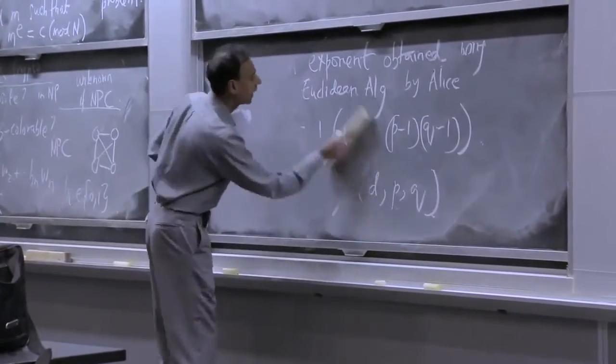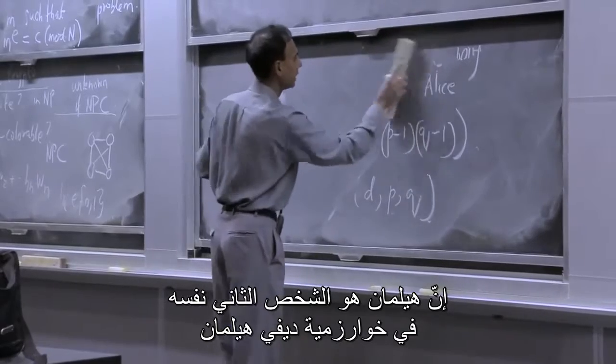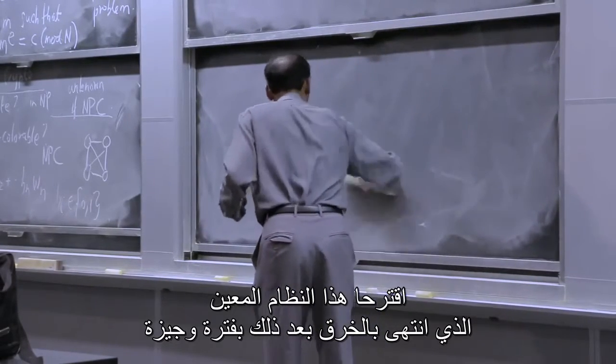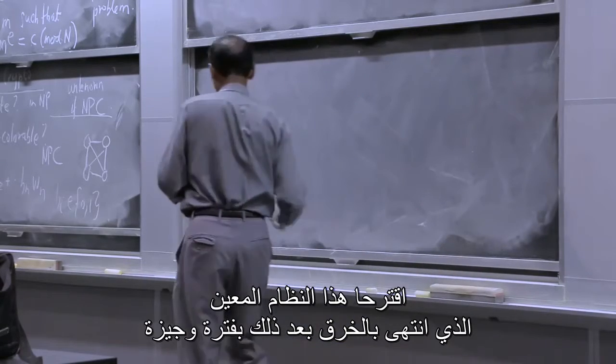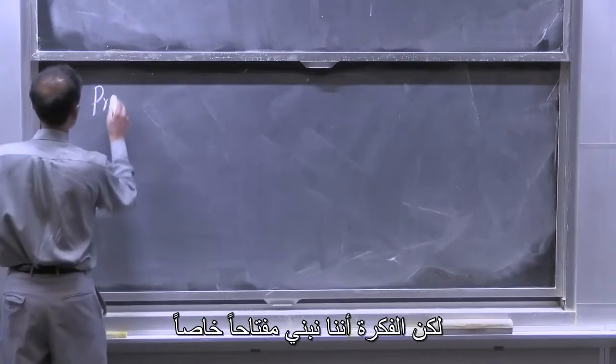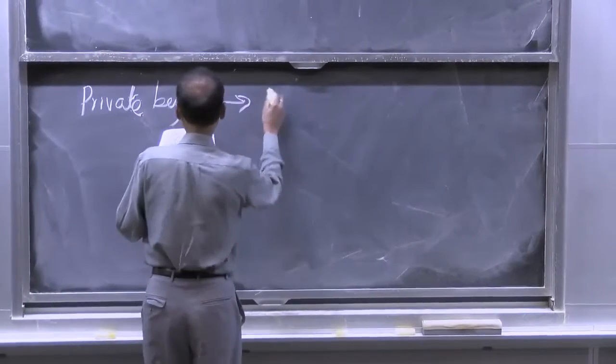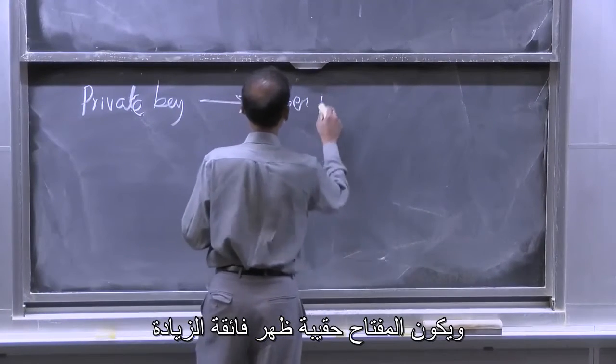Merkle and Hellman. Hellman is the same guy, the second name in Diffie-Hellman. They proposed this particular system that ended up being broken soon after. But the idea is that you create a private key, and the private key is a super increasing knapsack.